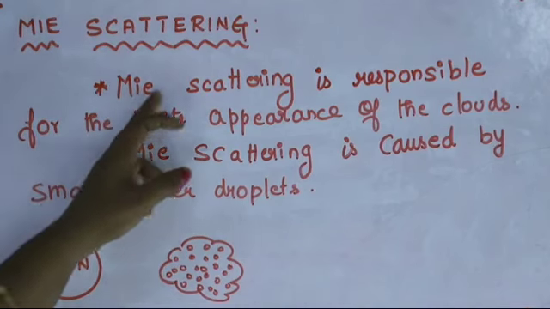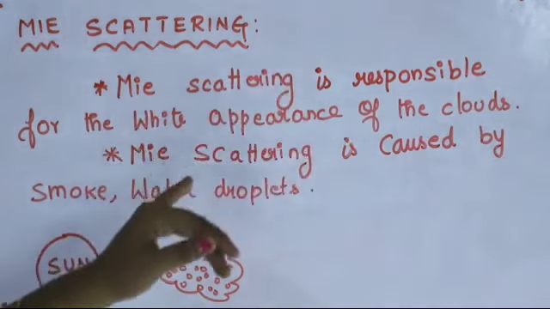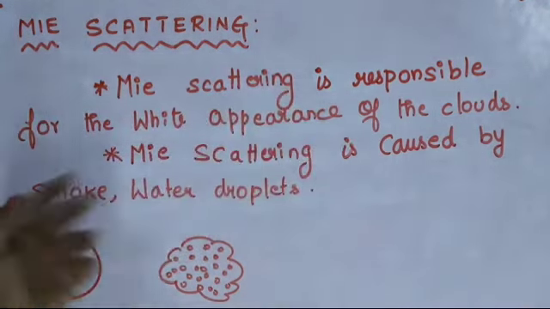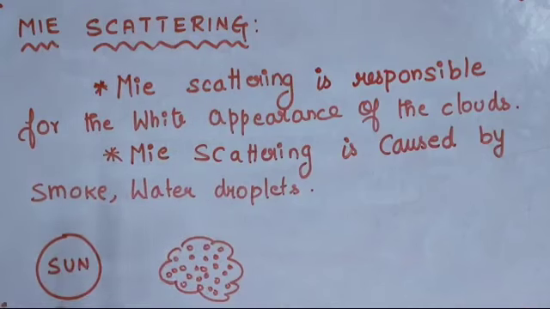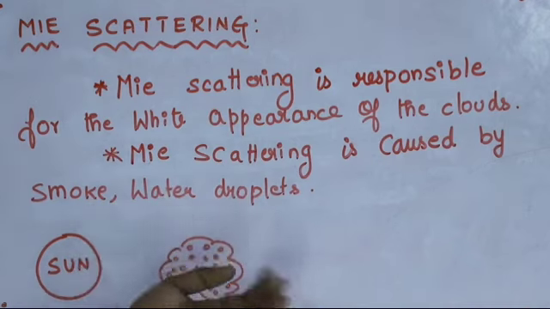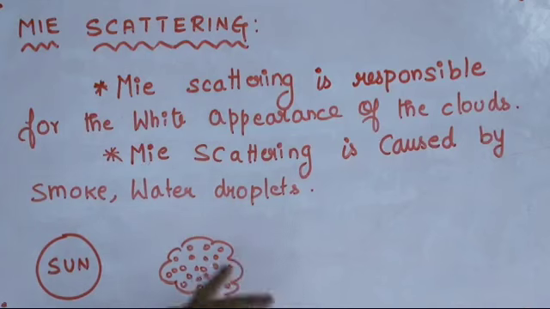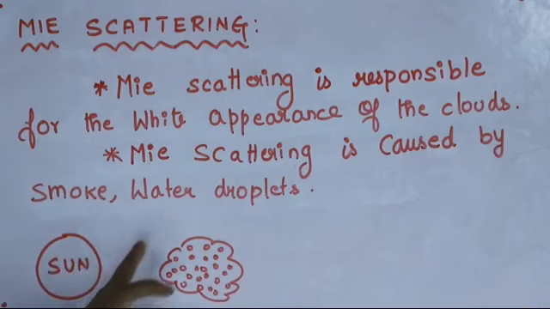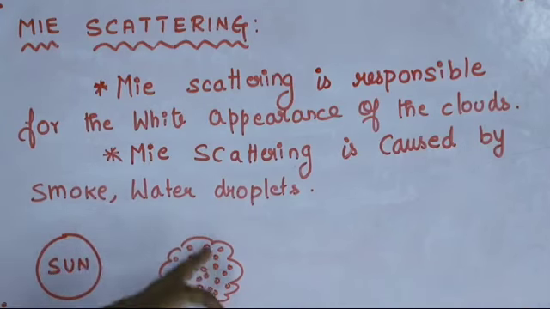Mie scattering. Mie scattering takes place when the diameter of the scatterers is similar to or larger than the wavelength of the incident light. It is also an elastic scattering. The amount of scattering is independent of wavelength. Mie scattering is caused by pollen, dust, smoke, water droplets, and other particles in the lower portion of the atmosphere. Mie scattering is responsible for the white appearance of the clouds.